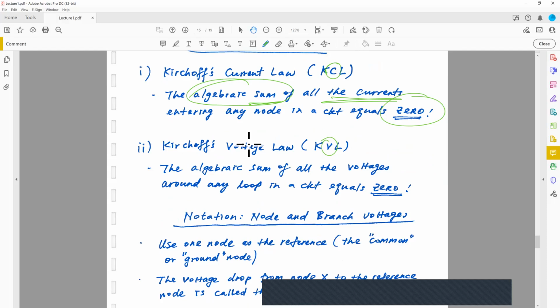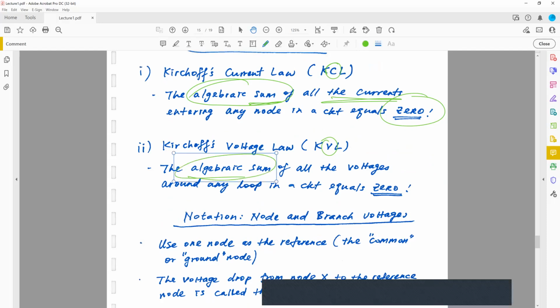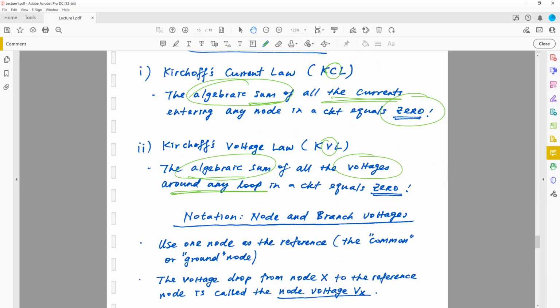So what does KVL say? KVL says the algebraic sum of all the voltages around any loop in the circuit has to be equal to 0. Algebraic sum, all the voltages around a loop. So let's first try to deal with one loop first. Voltages around a loop in a circuit have to be equal to 0. So again, there has to be some balancing action in this KVL as well.